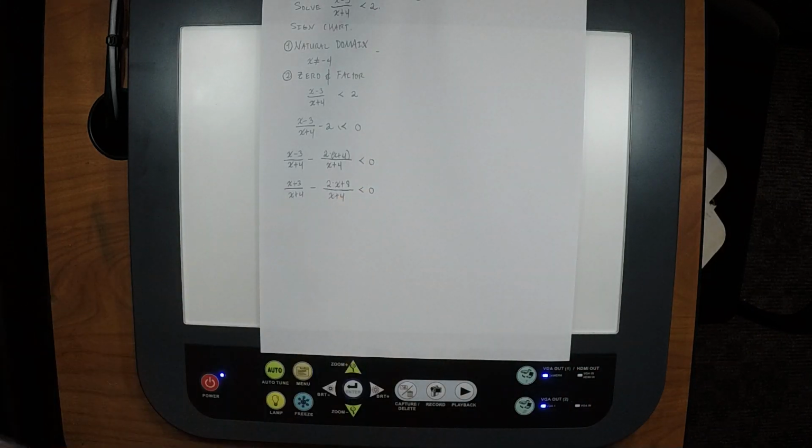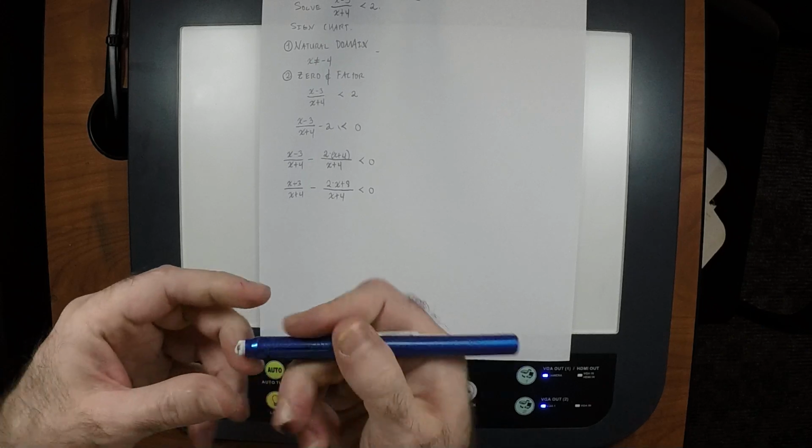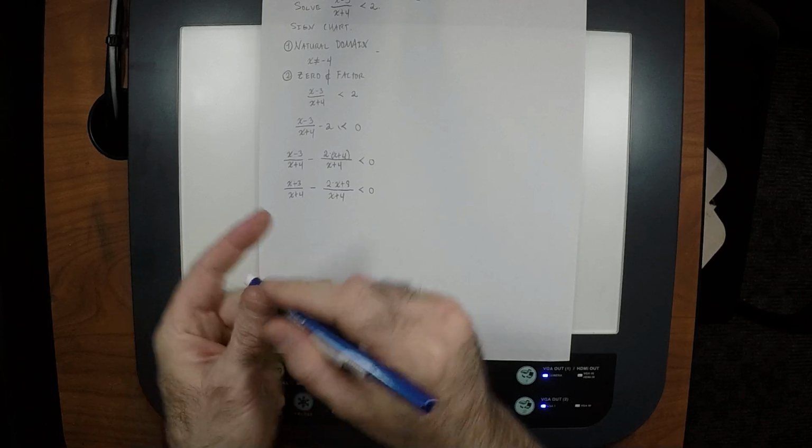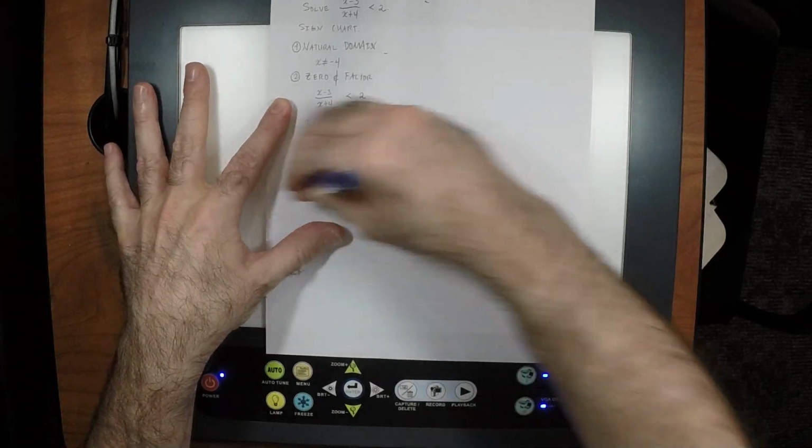Yes, it is, but then my eraser, I just couldn't. It's got this thing on it. Let me just tear it off here. Better.